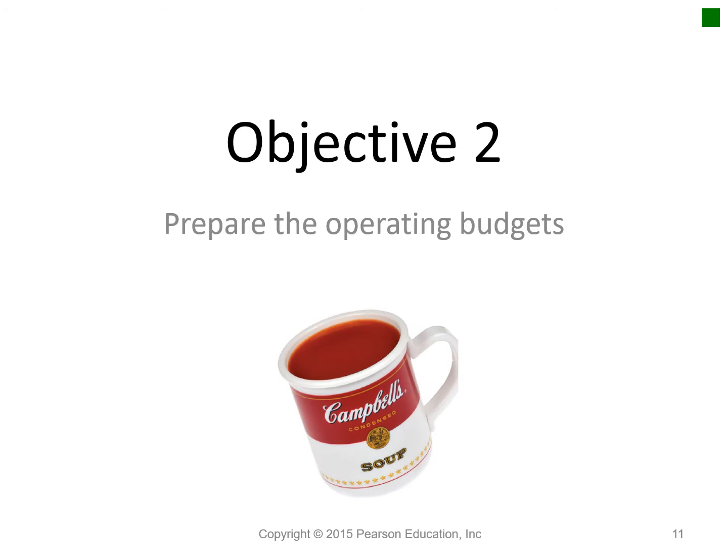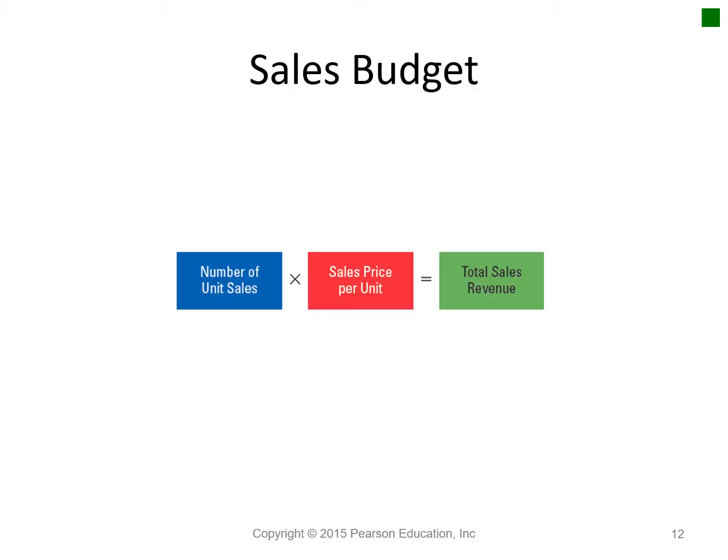Okay, so for objective number 2, we're going to go through and look at how to prepare the operating budgets. Okay, so for the first one, we'll start with the sales budget. This one's a pretty easy one to actually calculate. All you do is take your number of unit sales, multiply that by your sales price per unit, and that's going to give you your total sales revenue.